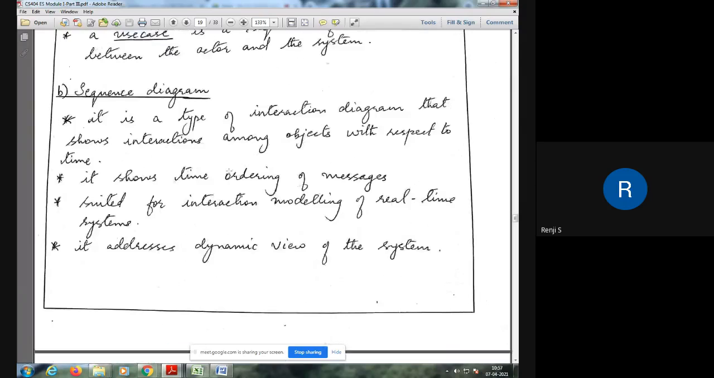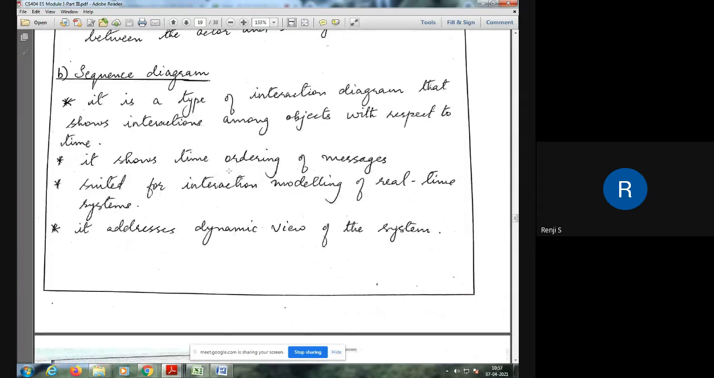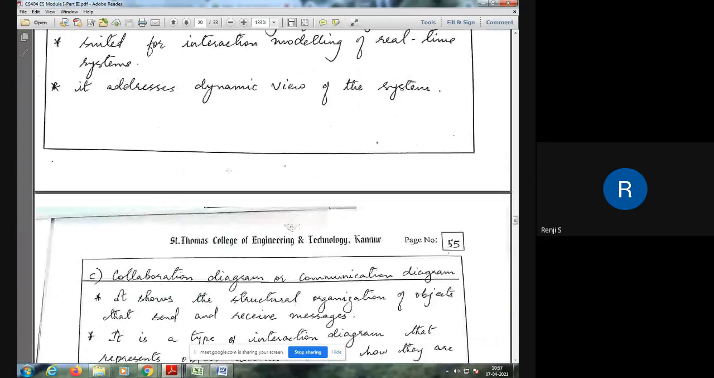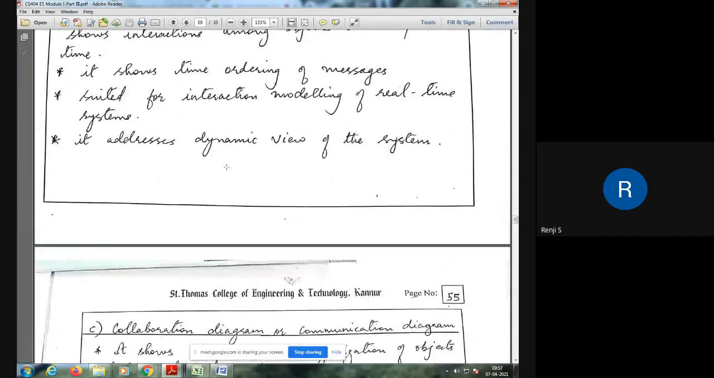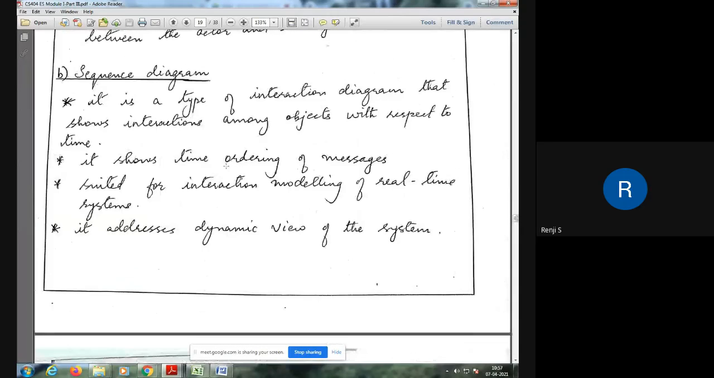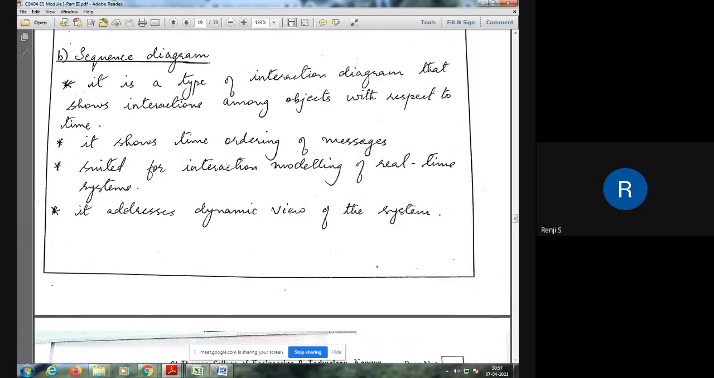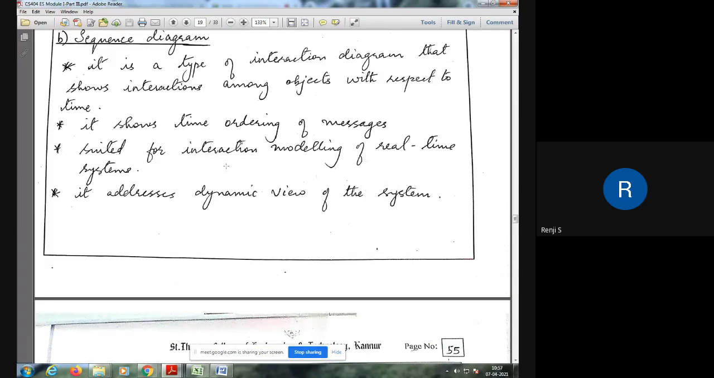The next diagram is the sequence diagram. So it is a type of interaction. There are 2 types of interaction diagram. One is the sequence diagram, and the next is the collaboration diagram. So sequence diagram and collaboration diagram together, they are known as interaction diagrams. And the sequence diagram, which is an interaction diagram, shows the time ordering of messages.